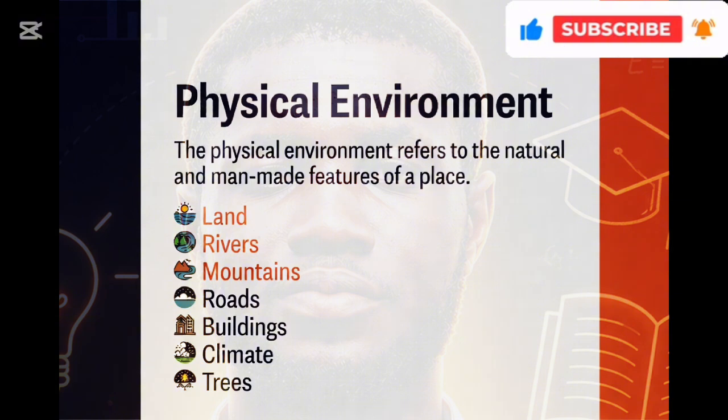Let's move on to the social environment. But before that, let me give you the definition for physical environment. The physical environment is everything around us that is tangible. Examples: land, rivers, mountains, trees. These are physical environment. Let's move on to social environment.